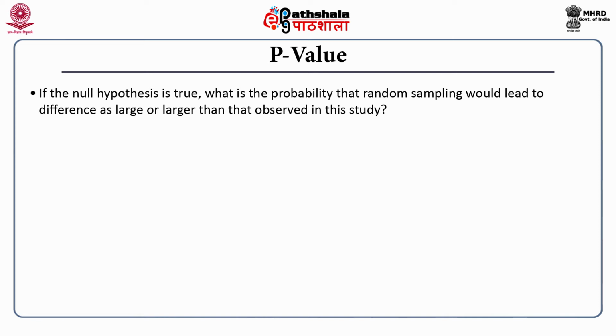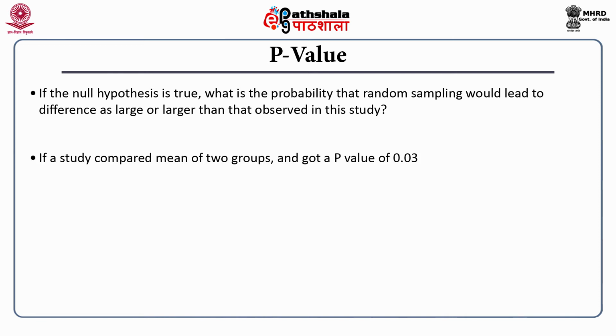Right. So given the null hypothesis is true, as I explained earlier, that means there is not much significant difference between the two values. So there is no correlation or regression, right? So what is the probability that random sampling would lead to a difference as large or larger than that observed in this study? That is what the p-value is.